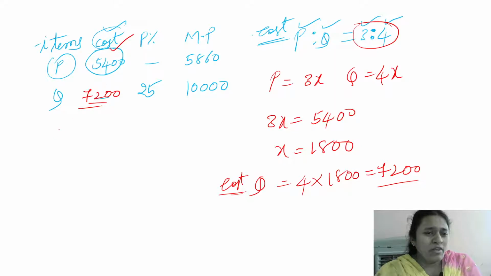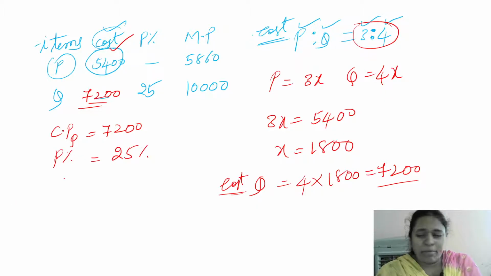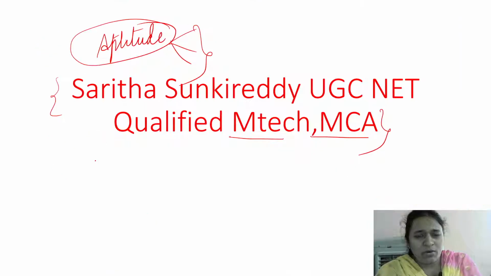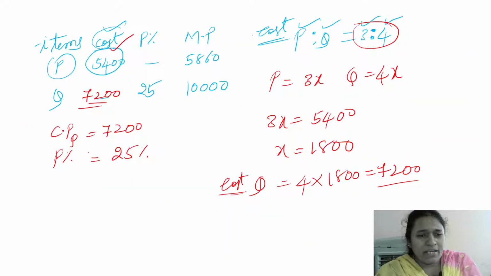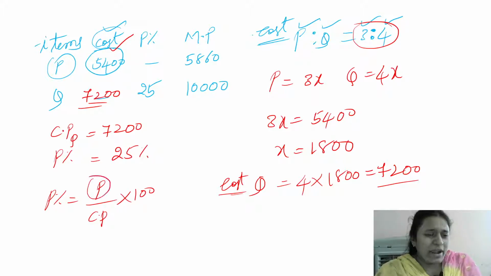Now we know the cost price of item Q, that is 7200, and the profit percentage of item Q, that is 25%. Can we find the selling price? From the given question only, the formula is given. Profit percentage is equal to profit divided by cost price into 100. Here we have to write this profit in the form of selling price minus cost price, right?